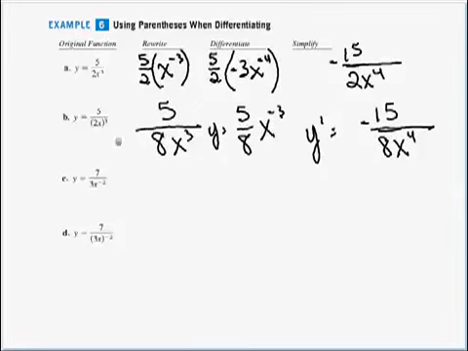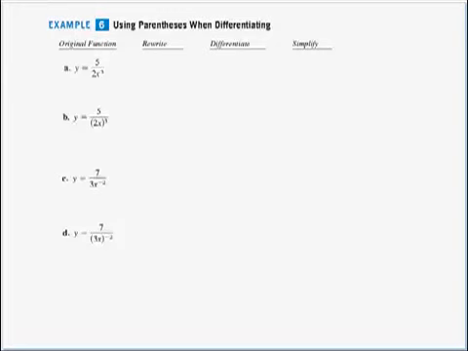And let me clear a little room up here. Letter C. 7 over 3x to the negative 2. Again, be careful when you're moving those variables with negative exponents around. Down here, it's 3x to the negative 2. The negative exponent only goes with the x. That 3 does have its own exponent of 1. So if we rewrite this, it's 7/3 x squared.